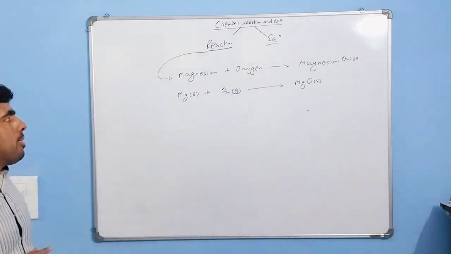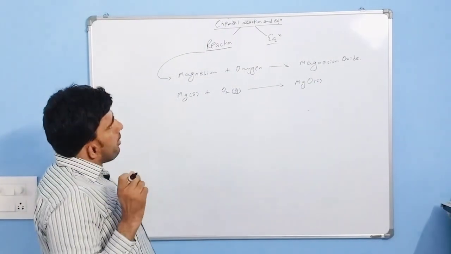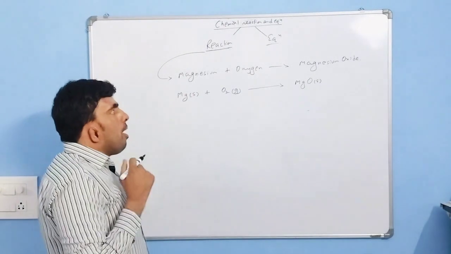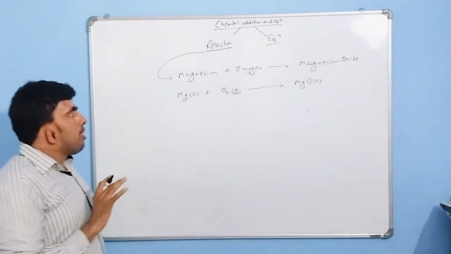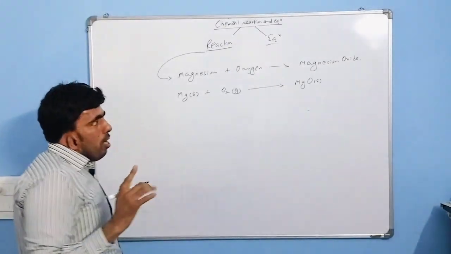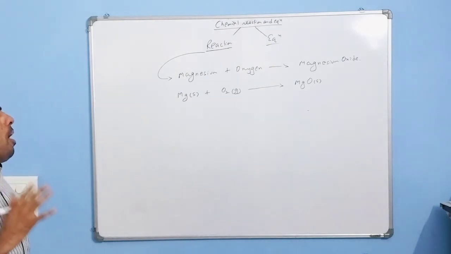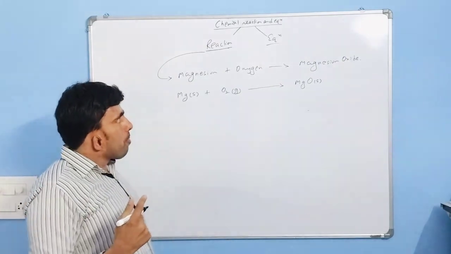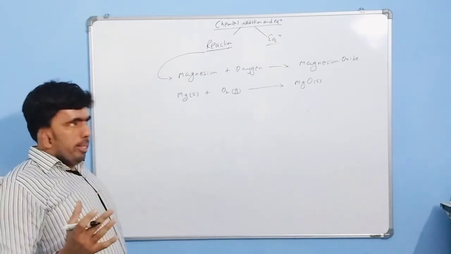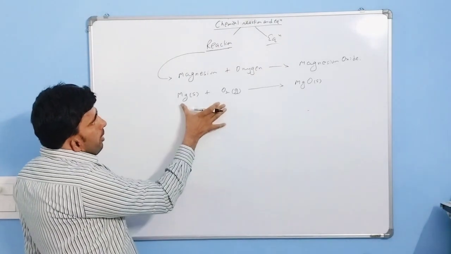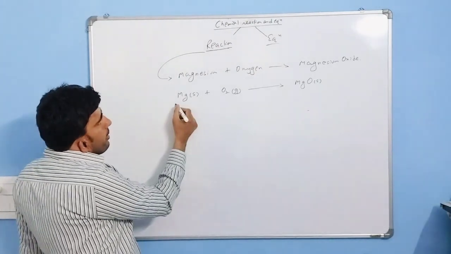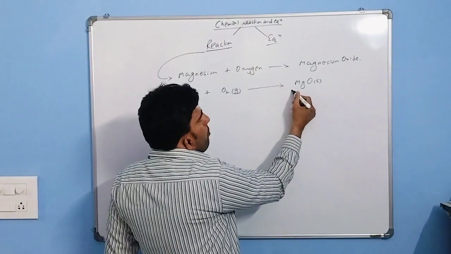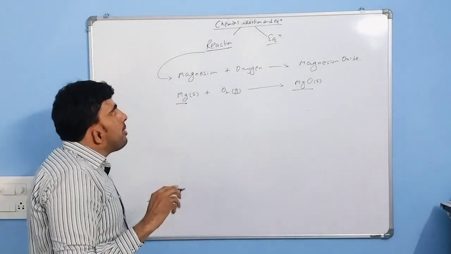Now first thing is, we must know what the reaction is. How will we represent it in the form of an equation? After writing this equation, we must balance it. The first and foremost thing in this chapter is how it is balanced. We have to see here on the left hand side that in magnesium we have only one atom, and on the right hand side also we have one magnesium atom. That means it is balanced.